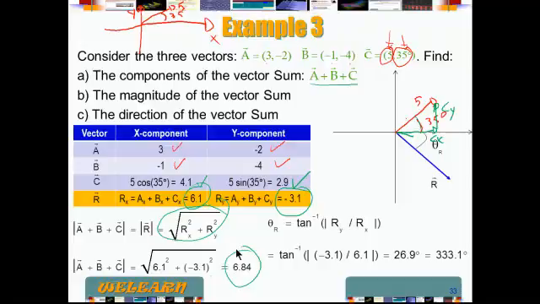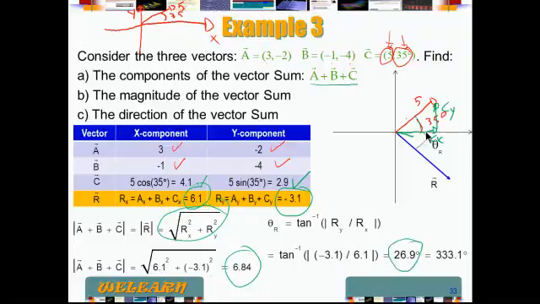For the angle, tangent inverse of Ry over Rx, in absolute value. So it's minus 3.1 over 6.1. You take the ratio, inverse tangent, that gives us 26.9.